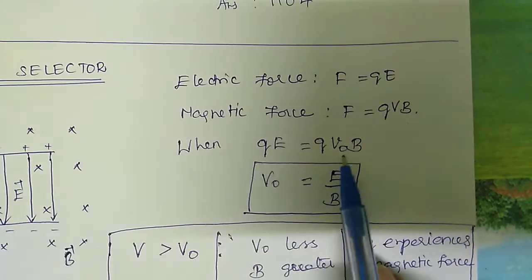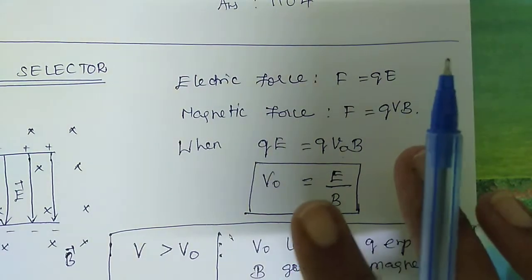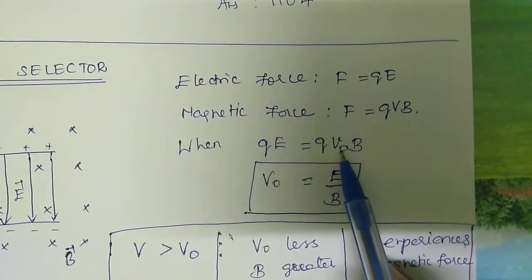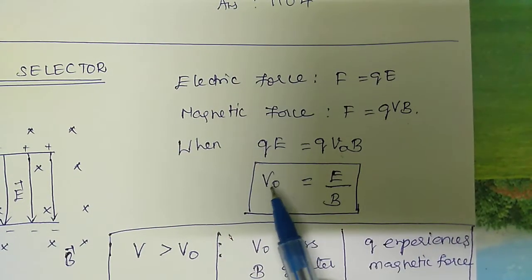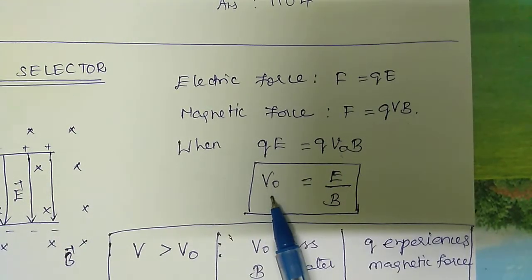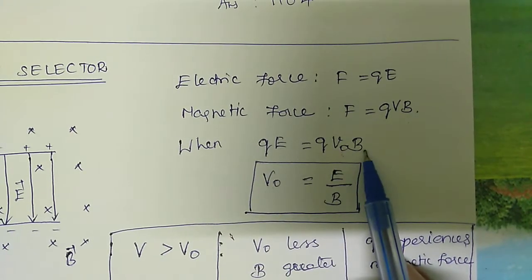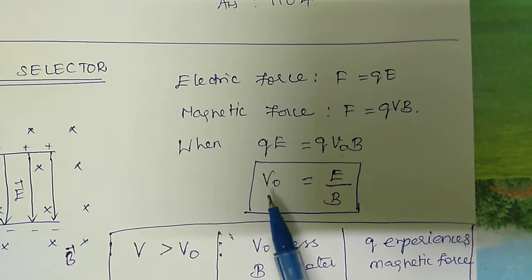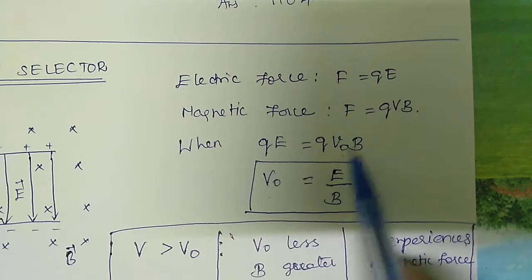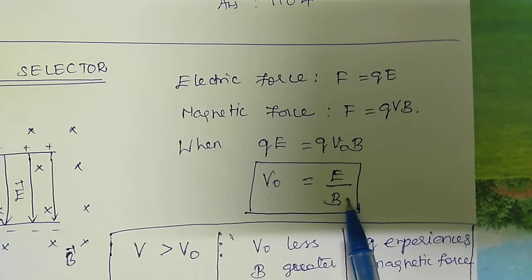In the ideal case, only these two forces act on the charged particle, and when both forces are equal, the particle moves with velocity V0, the velocity at the origin. When the two forces are equal, QE equals Q times V0 times B, so the velocity selector's value V0 equals E divided by B. Q gets cancelled. So V0 is E by B, the ratio between the electric field and the magnetic field.